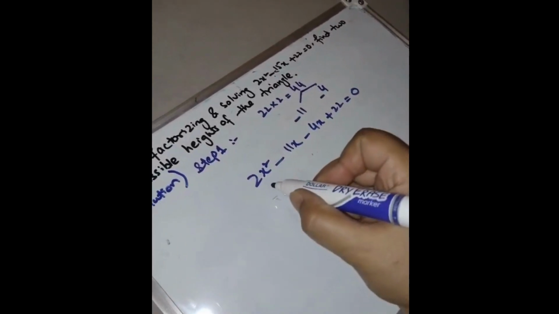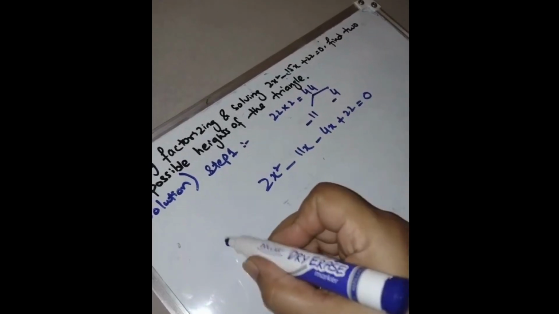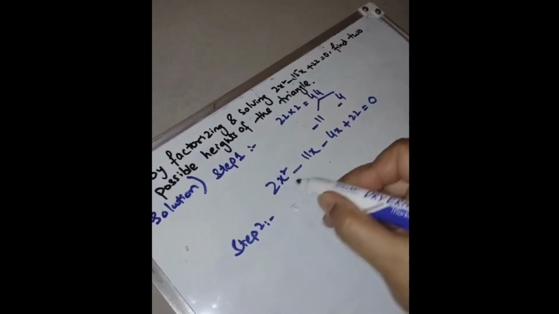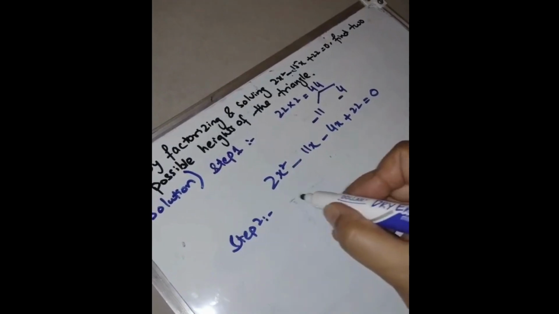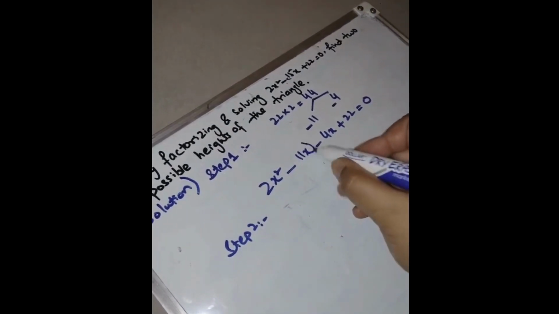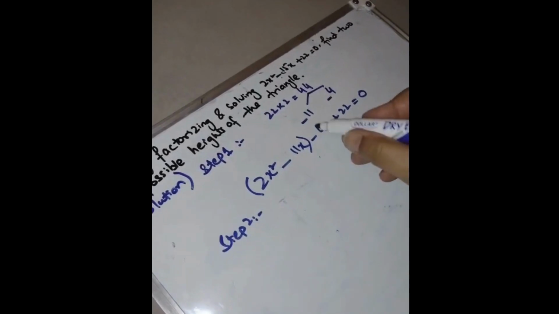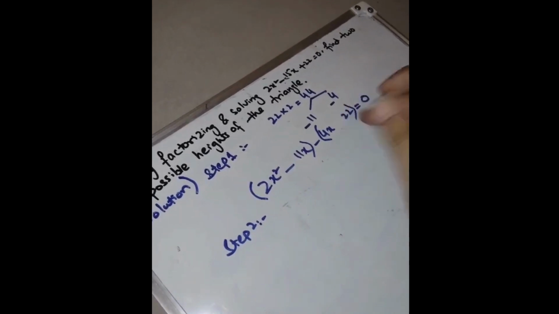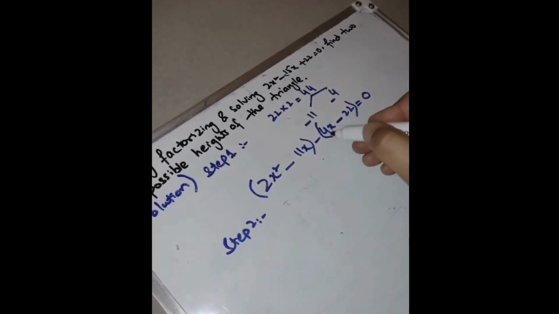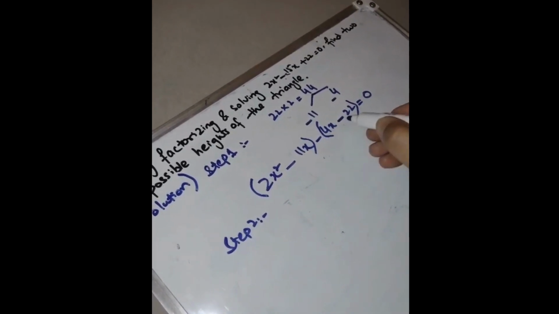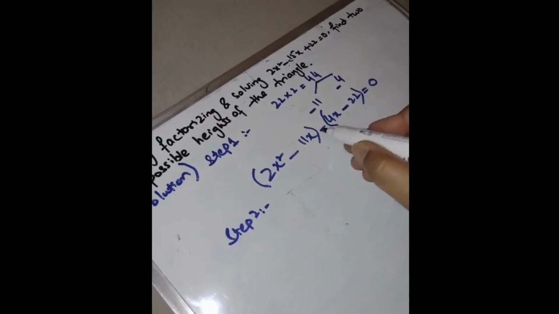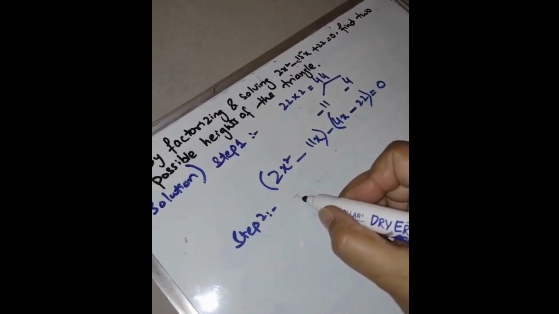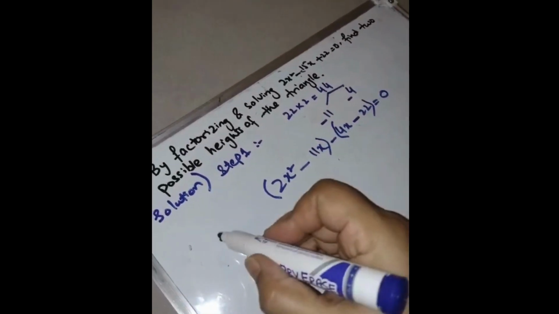So now I'm grouping it, step 2. Now I'm going to group it, 2x square, so I'm grouping it like that. And if I group it like this, I have to change the sign, so that if we open it again, it will again become minus 4x plus 22. Since the minus is common here, this is step 2 actually.